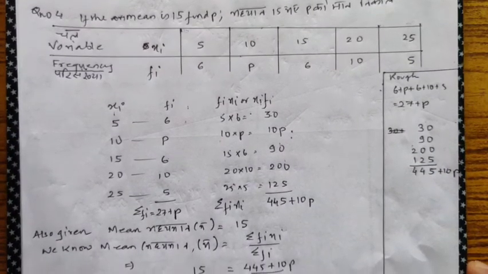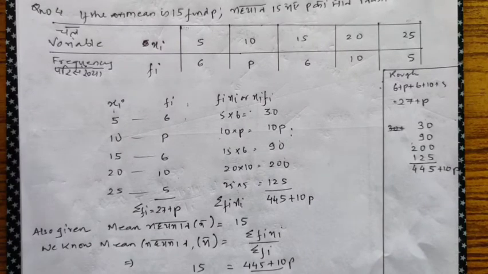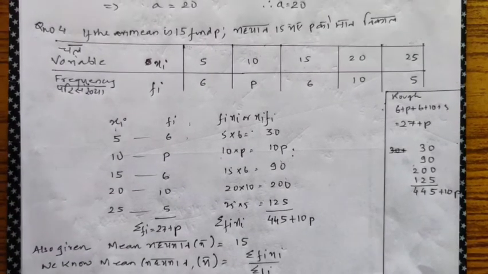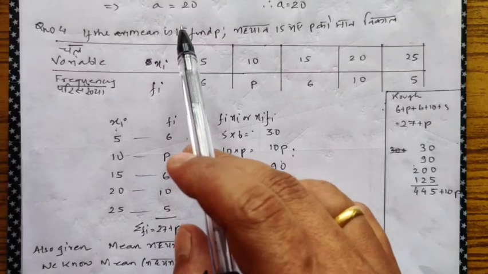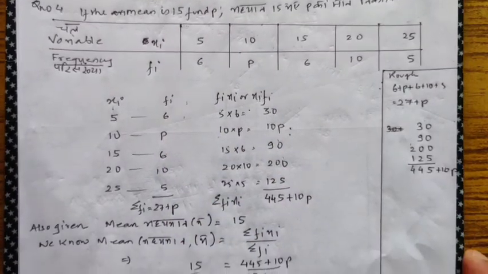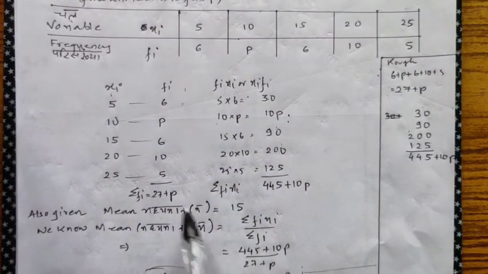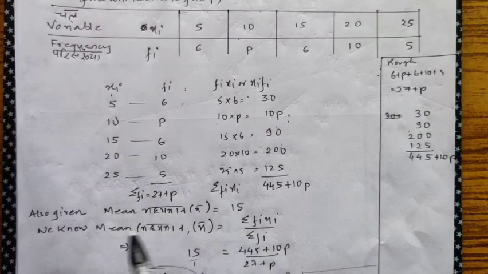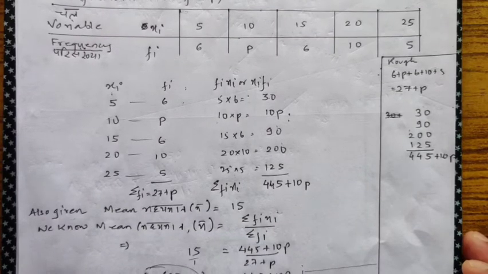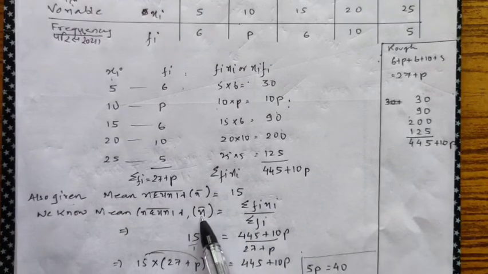So we know the formula. Okay, by the way, what is given to us? Mean is 15. So I know the formula. X bar, mean, equals summation fi xi by summation fi. So since the mean is given to us, I'll add 15 out here. I'll add the value of summation fi xi out here. I'll add the value of summation fi.